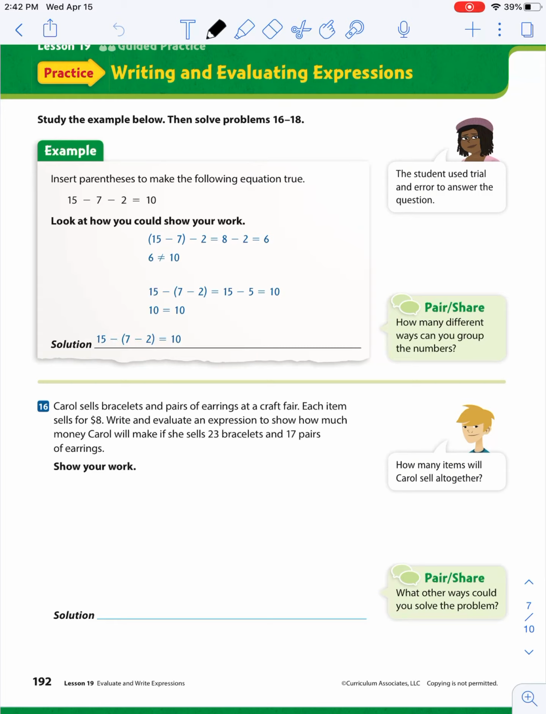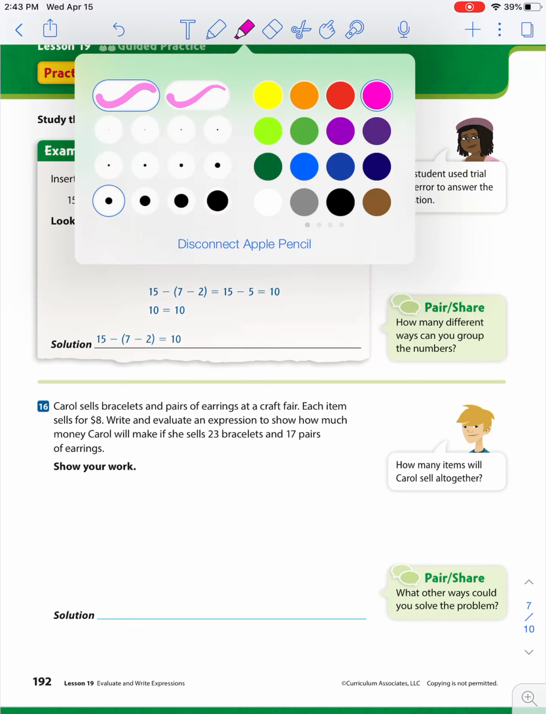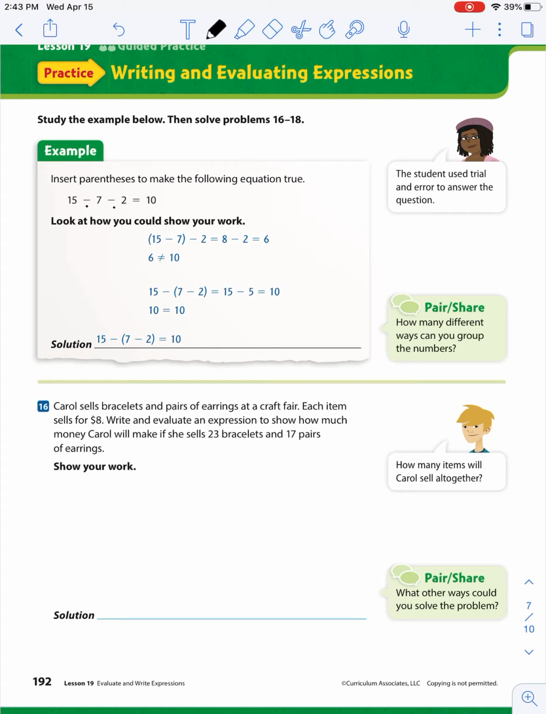I'm going to begin with the example. Insert parentheses to make the following equation true. So what they've given you is a math problem that is currently not correct. If I solve 15 minus 7 minus 2, because subtraction is the same in order of operations, then we just work from left to right like reading a book. Okay? So, since they're both subtraction, I'm going to work from left to right. 15 minus 7 is 8. So then I do 8 minus 2, which is 6. So that is not a true statement.